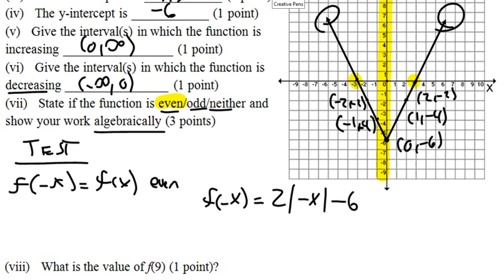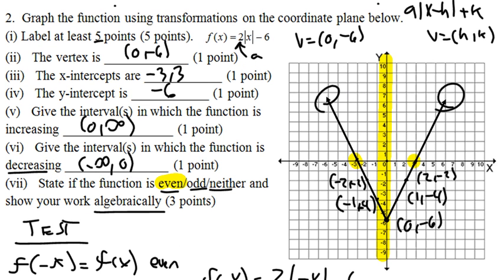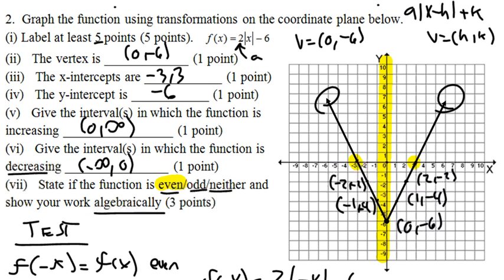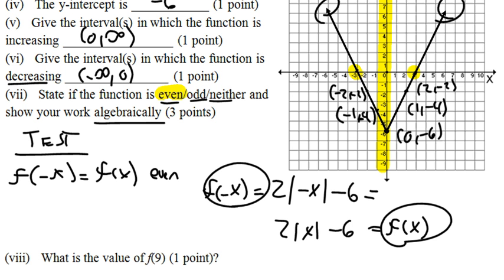Well, let's check this out right here. Absolute value of a negative number is always going to be positive. So that's 2 times absolute value of positive x minus 6. Oh, look. This right here is the exact same thing as this. So by definition, I plugged in a negative and out came the original function. So see, look, this is equal to that, which is equal to this, which is equal to that. So f of negative x equals f of x, which is why it's even.